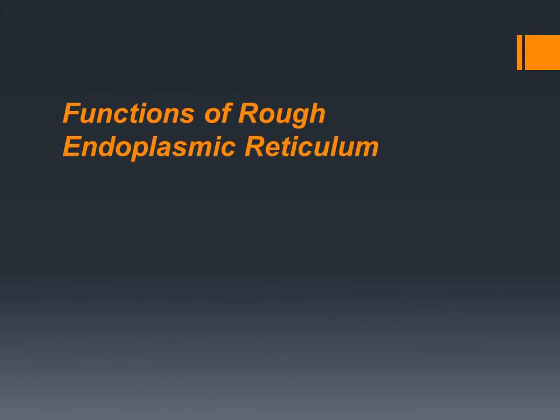Function of rough endoplasmic reticulum. The first function of rough endoplasmic reticulum is synthesis of protein. It is concerned with the synthesis of protein in the cell. It is involved with the synthesis of mainly those proteins which are secreted from the cells, such as insulin from beta cells of islets of Langerhans in pancreas and antibodies from B lymphocytes.